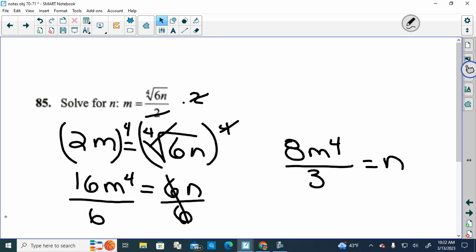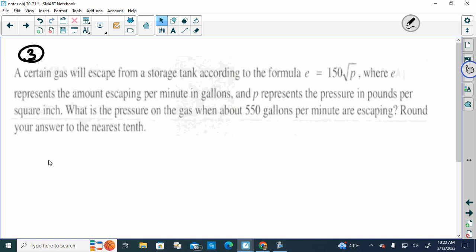So just be cautious of that, just to make sure you can or can't reduce. Okay, we're good? Now this is when you guys panic as you see words. So number 3, you're not writing this whole thing. You're only going to write the necessary stuff that we need. So the formula is right here. It's E equals 150 rad P.